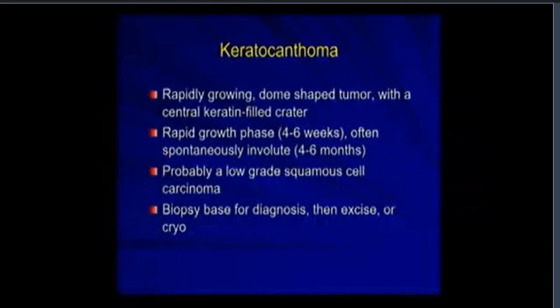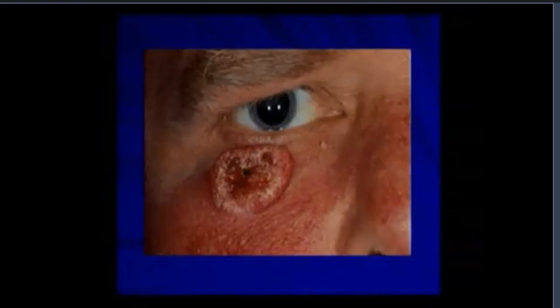Keratoacanthoma is a rapidly growing dome-shaped tumor with a central keratin-filled crater. It's rapid growth, meaning in a few weeks, and spontaneous involution, which is the natural history for this one, over a few months. And this can probably be a low-grade squamous cell carcinoma, so it's not a truly benign lesion. So we need to biopsy it whenever we have suspicion, especially taking the biopsy from the base of the keratoacanthoma, because the upper part of it may be benign, but the base can harbor malignant cells. This is a patient with keratoacanthoma. This is after excision.